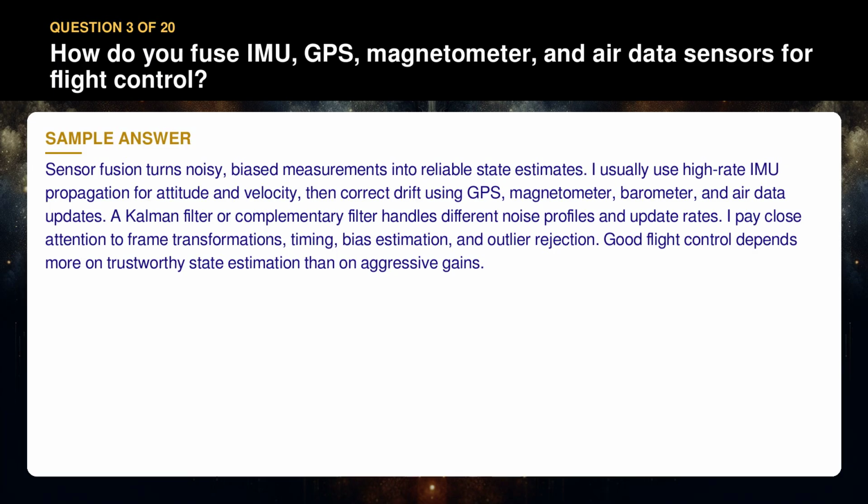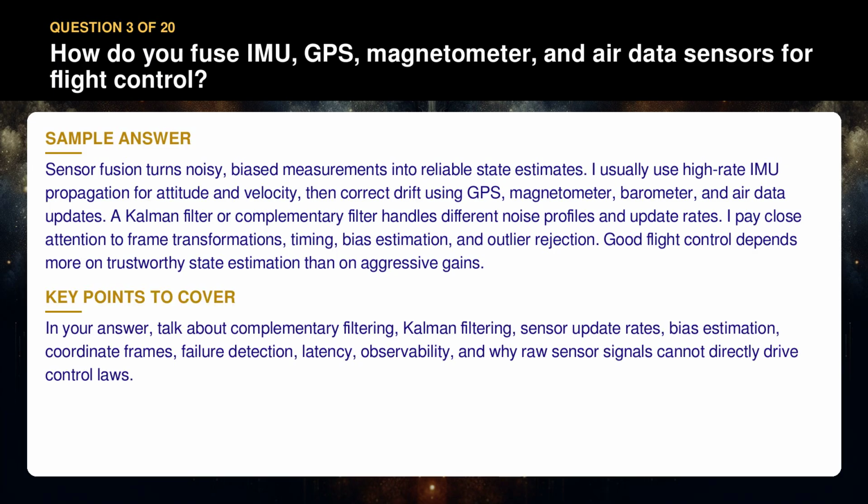I pay close attention to frame transformations, timing, bias estimation, and outlier rejection. Good flight control depends more on trustworthy state estimation than on aggressive gains. In your answer, talk about complementary filtering, Kalman filtering, sensor update rates, bias estimation, coordinate frames, failure detection, latency, observability, and why raw sensor signals cannot directly drive control laws.